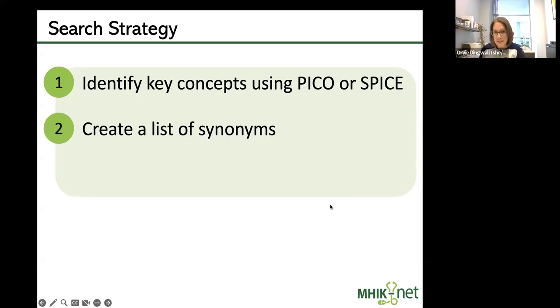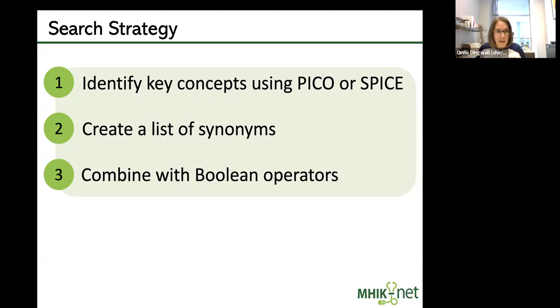So this is just creating a list of synonyms. Whatever your topic is, think about what other words describe this concept. This is something that Google often does for you, whereas PubMed and any kind of advanced database makes you do that work on your own. Then you can combine all of those terms with Boolean operators. We've just thrown a bunch of jargon at you, but that's why we're here today, to learn about these things and go through them together.